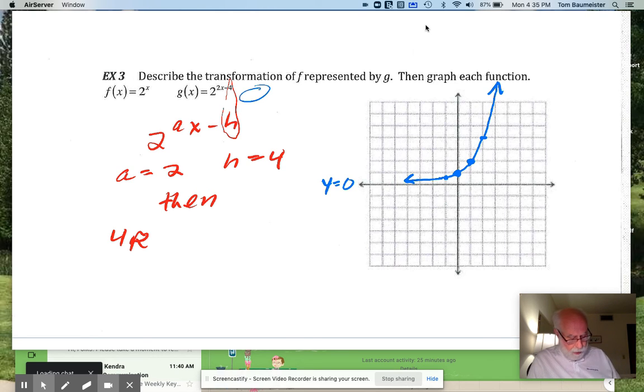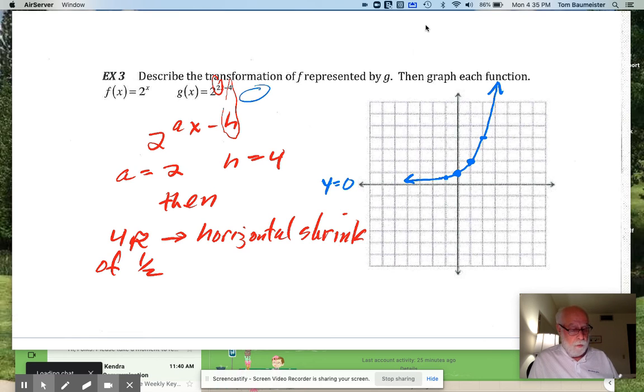Okay, so I'm going to go back to red so I can graph that one. That's going to give us what? The one in front, that's going to give us a horizontal or a vertical. Remember, it's going to be a horizontal shrink of 1/2 of the graph of f. And in this case, remember, our f is 2 raised to the x power.